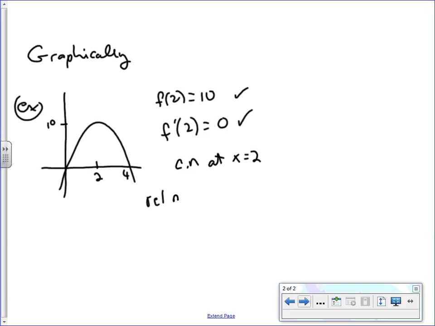The relative max is, this is the y value, 10, and it occurs at, this is the x value, okay? So if I say, where is it? Where is the max? You'd say it's at 2. What is it? You would say it is 10.